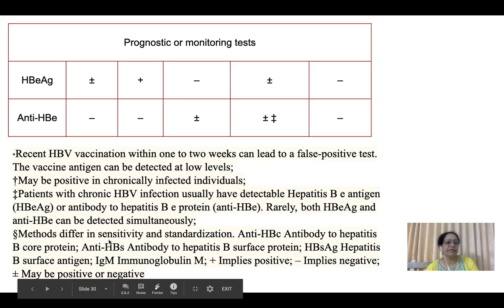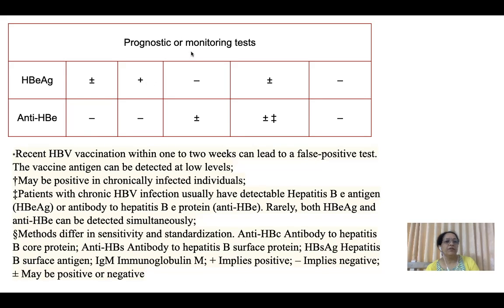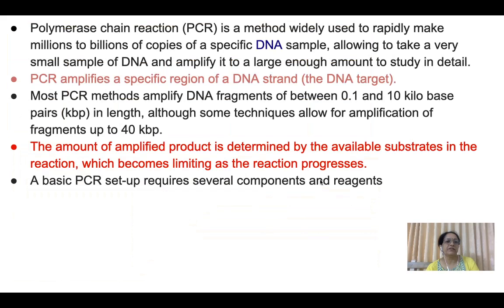Here, methods differ in sensitivity and standardization, anti-HBc antibodies to hepatitis for this symbol. Here, prognostic or monitoring tests are also there, and here for HBe antigen, this test shows this type of results based on the first table, that is, what type of test is used, as well as whether it is the late stage or early stage of a disease.